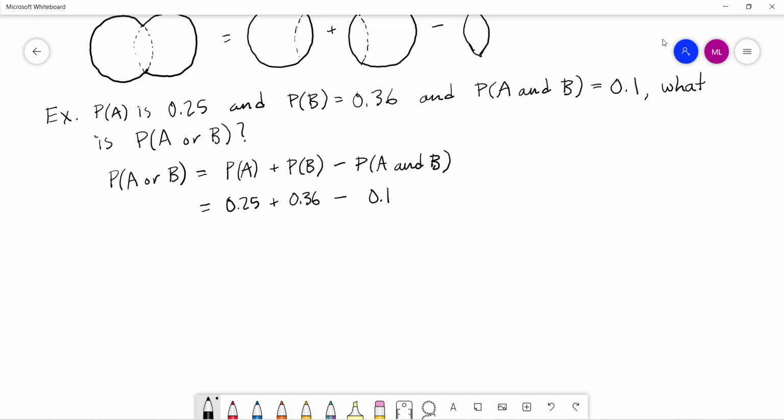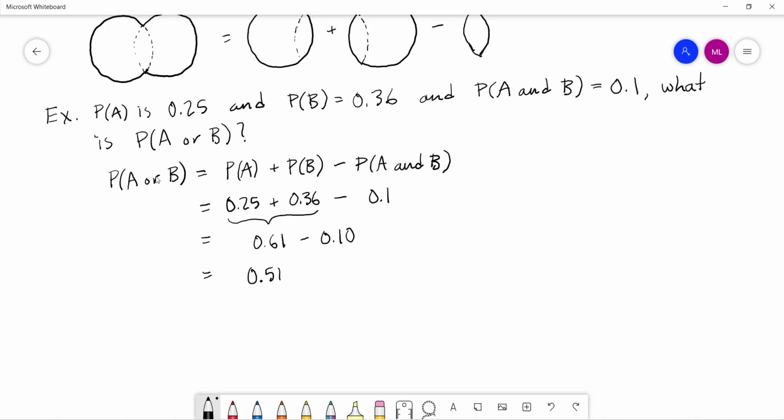And if we add those numbers up, when I add these two numbers together, I'll get 0.61. We can just do this on a calculator. Those two add up to 0.61. And then I'm subtracting off 0.1 from that, which you can think of as 0.10 if you want to add in that extra zero as a placeholder. And when you do that subtraction, we should get 0.51. That is our result for the probability of A or B.